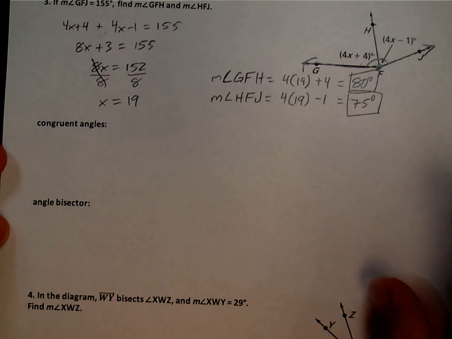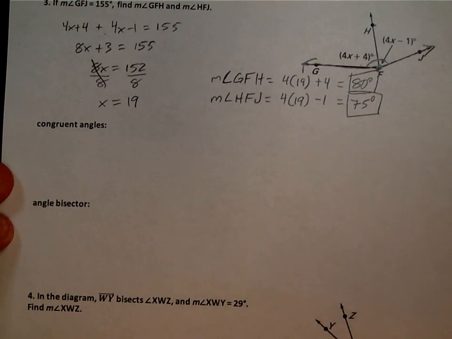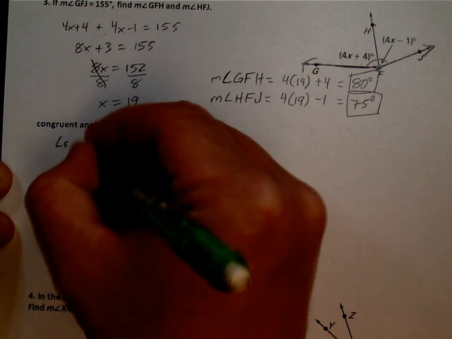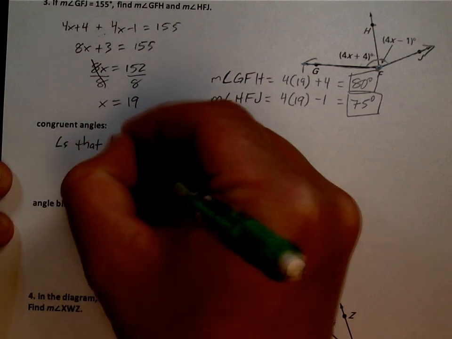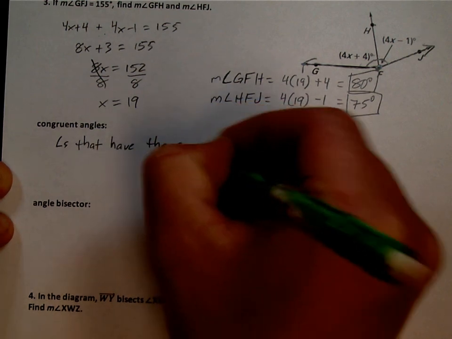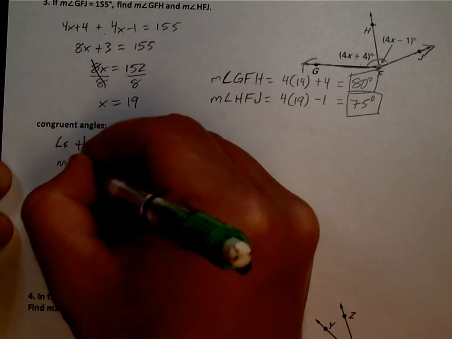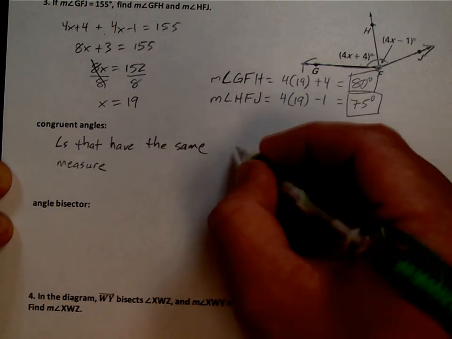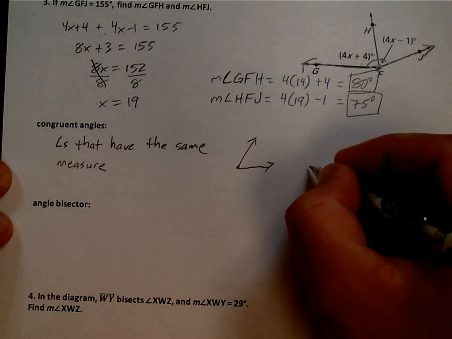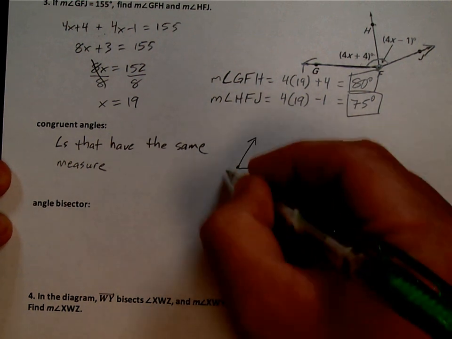Okay, next, congruent angles. We talked previously about congruent segments. Well, congruent angles are angles that have the same measure. So how do we show that in an angle? Instead of saying it looks like they're the same size, how do I know for sure that they're the same size? How can I mark on the picture?